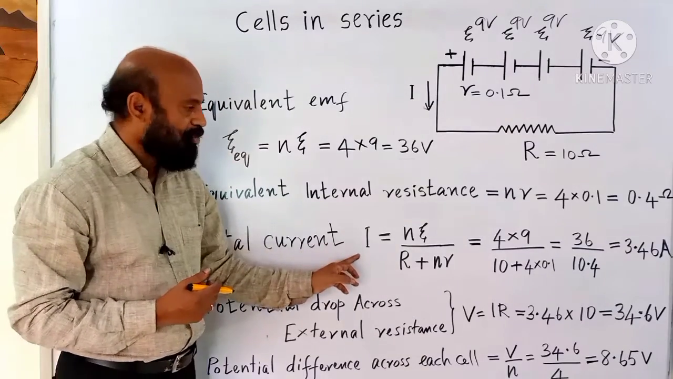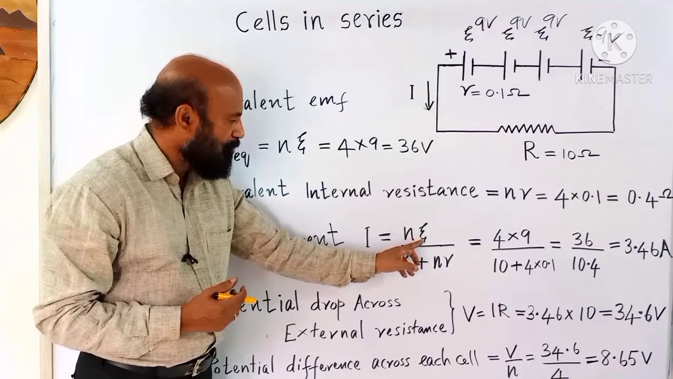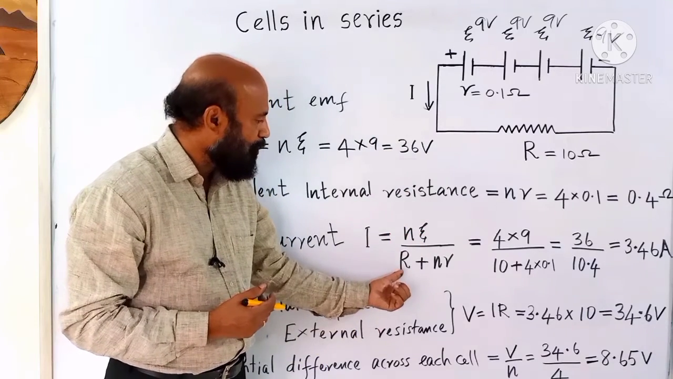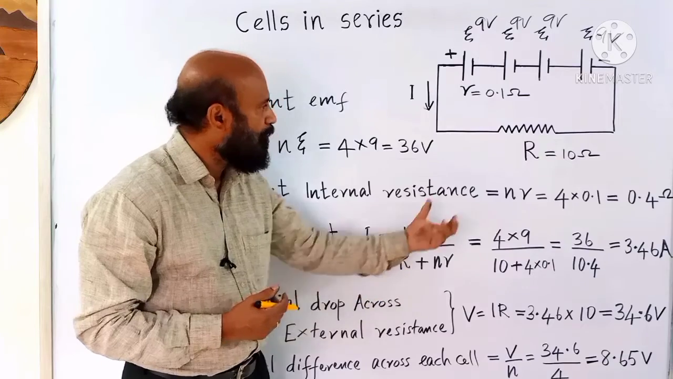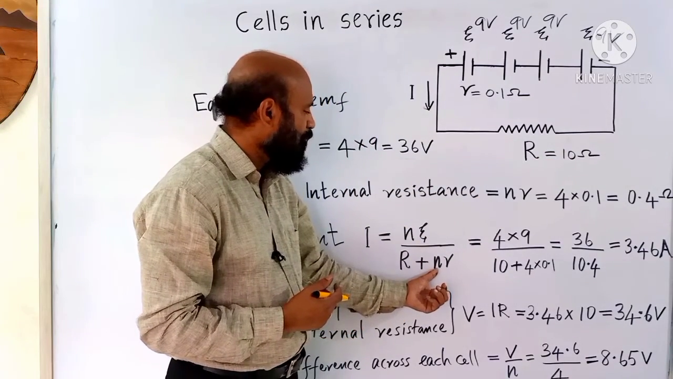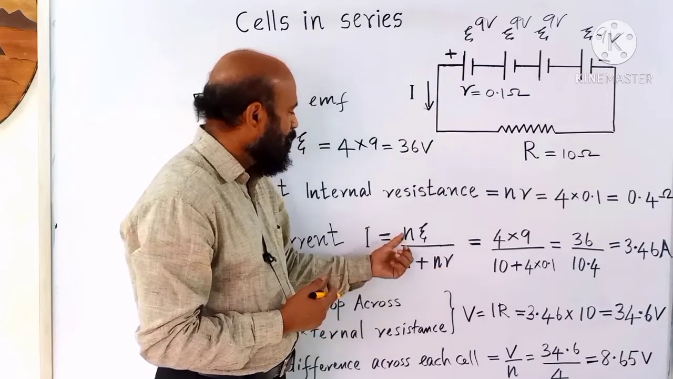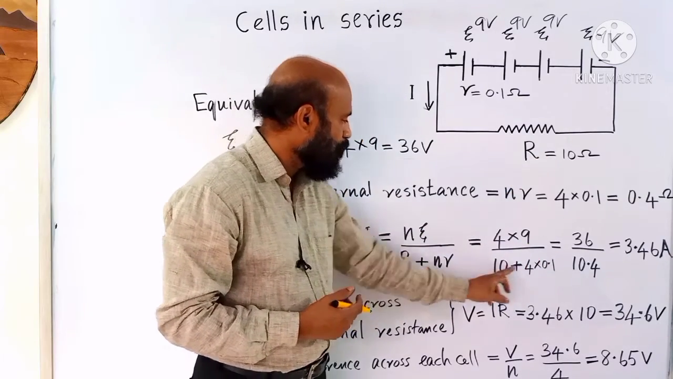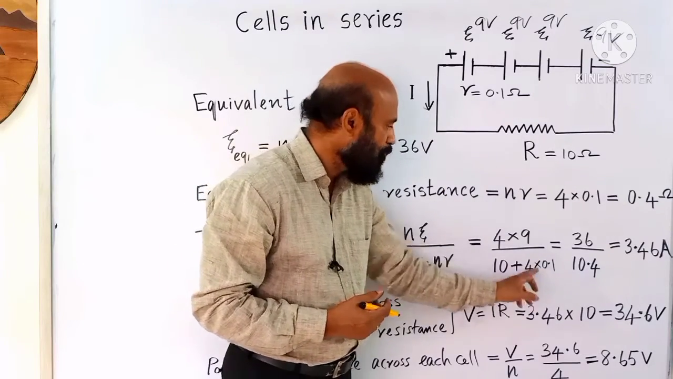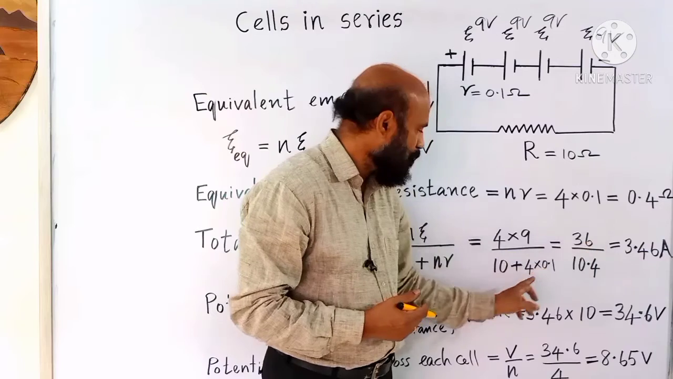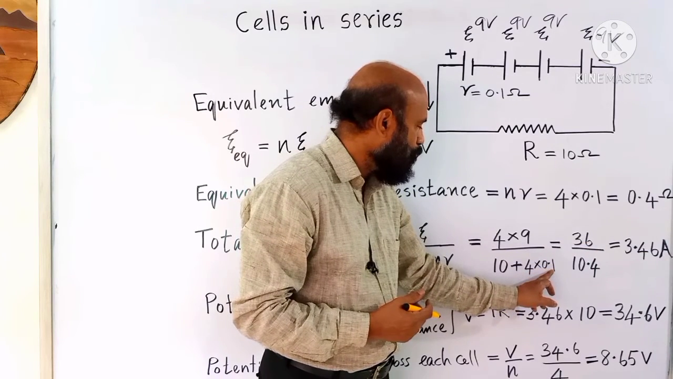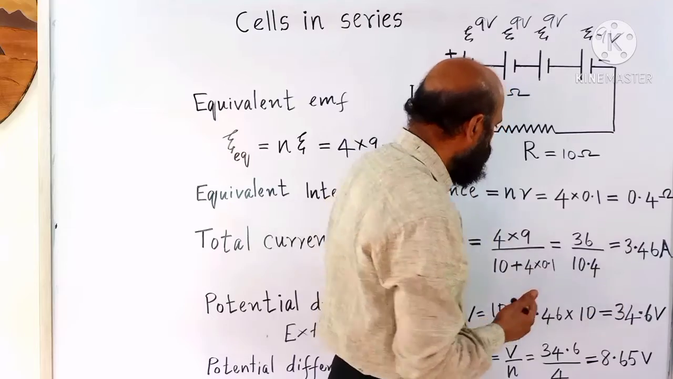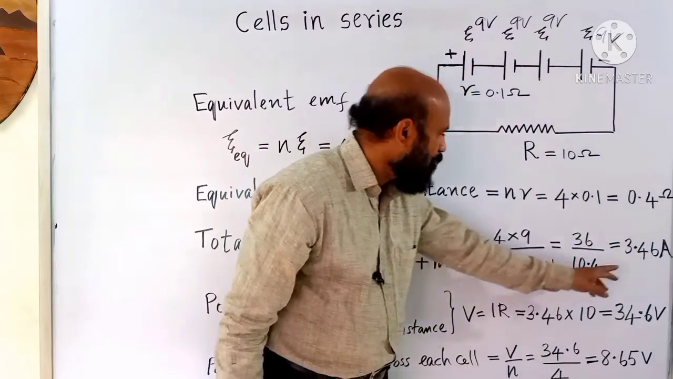Then the total current I is equal to n times psi, the equivalent EMF, divided by the total resistance. Capital R is the external resistance and the equivalent internal resistance is n times small r. n is 4, 4 into 9 divided by the external resistance 10, plus n 4 into the internal resistance of each cell 0.1. So 4 into 9 is 36, 4 into 0.1 is 0.4, so it is 10.4. 36 divided by 10.4 is 3.46 ampere.